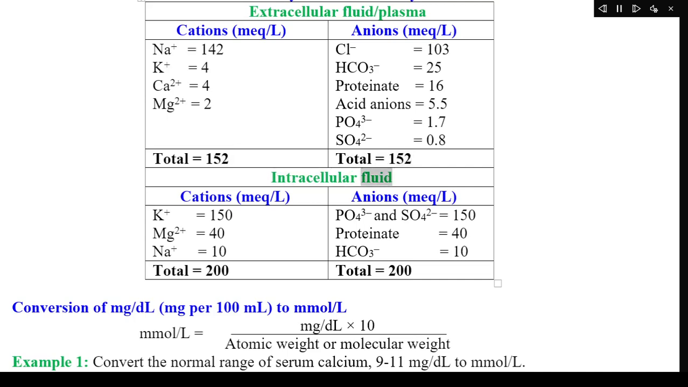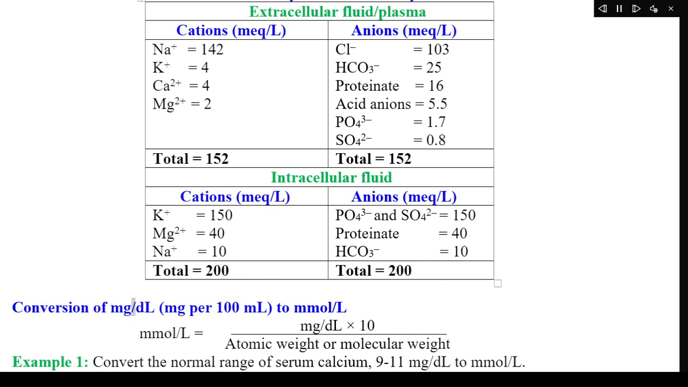Intracellular fluid. Cations, milliequivalent/L. Anions, milliequivalent/L. K+ equals 150. Mg2+ equals 40. Na+ equals 10. PO4 3- and SO4 2- equals 150. Proteinate equals 40. HCO3- equals 10. Total equals 200. Total equals 200.